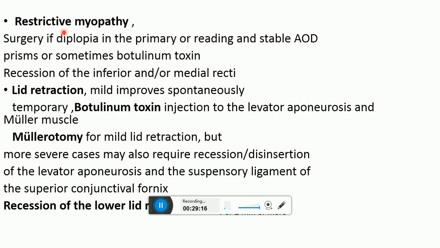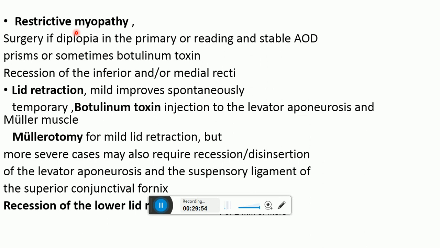Restrictive myopathy. Surgery is required in most cases where the patient experiences permanent persistent diplopia in the primary or reading position of gaze, providing the inflammatory stage has subsided and the angle of deviation has been stable for at least 6 to 12 months. Until these criteria are met, diplopia may be alleviated, if possible, with prisms or sometimes botulinum toxin. The goal of operative treatment is to achieve binocular single vision in the primary and reading position. Restrictive myopathy often precludes binocularity in all positions of gaze, although with time the field of binocular single vision may enlarge as a result of increasing fusional versions.